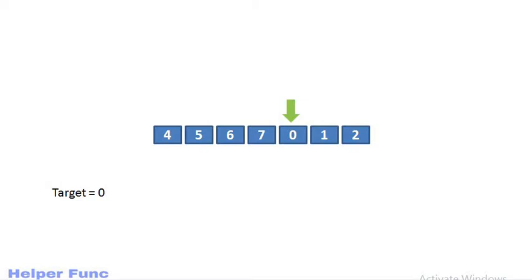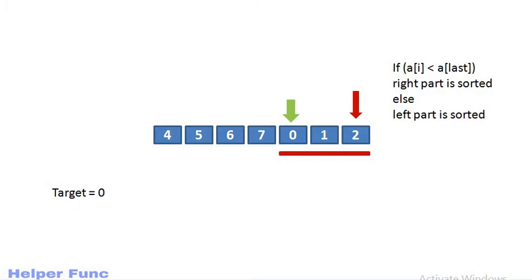So how to check which part is sorted? Simple, we just need to compare that element with the first or the last element of the array. We'll be comparing with the last element. So if my present array element is lesser than the last element, this means that the right portion is sorted. Otherwise, the left portion is sorted. So as 0 is lesser than 2, which means that 0 to 2 is sorted. And here, as 7 is not lesser than 2, which means that the left part is sorted, that is 4 to 7.